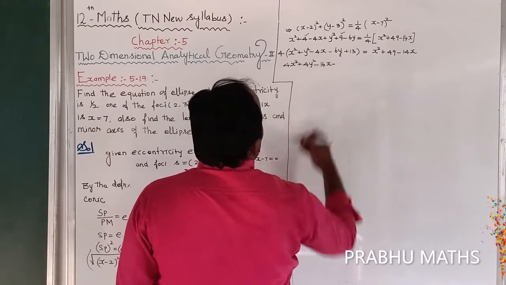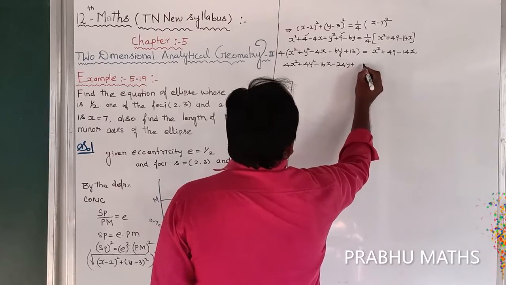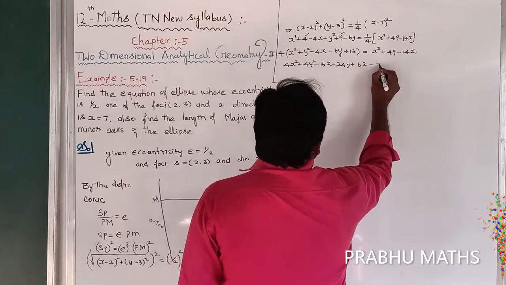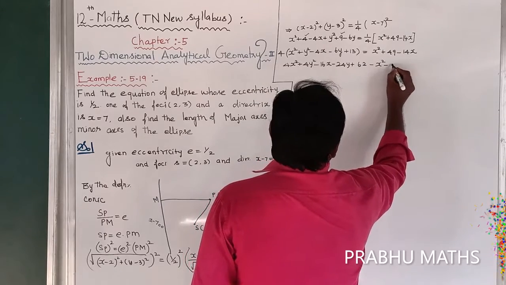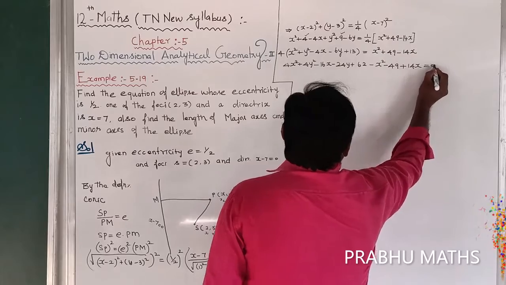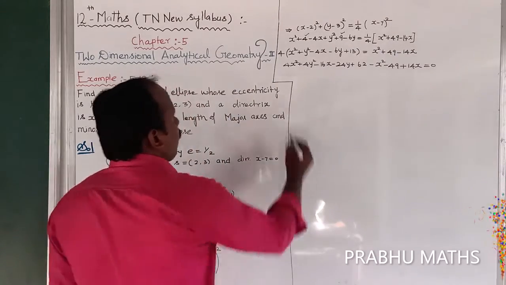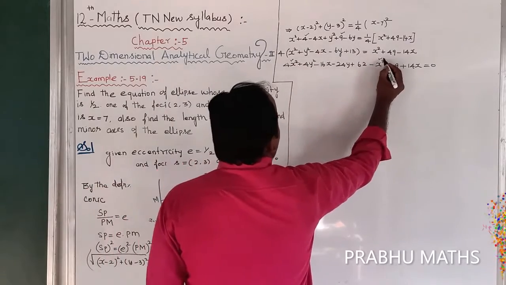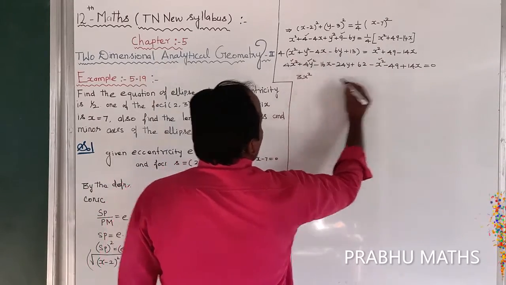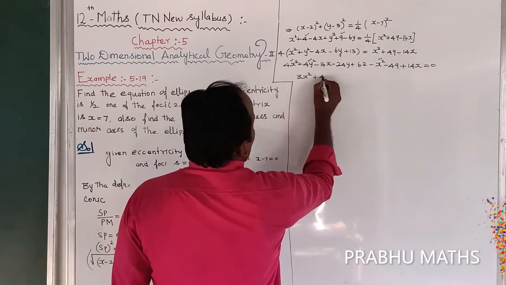16x, 24, so 24y, next one 12, remaining 1, 4, 6, so minus x square, next one minus 49 plus 14x, that is equal to 0. The first value is x square, so this one 4x square, this one minus x square, that is equal to 3x square. Next one 4y square, that is called 4y square only.